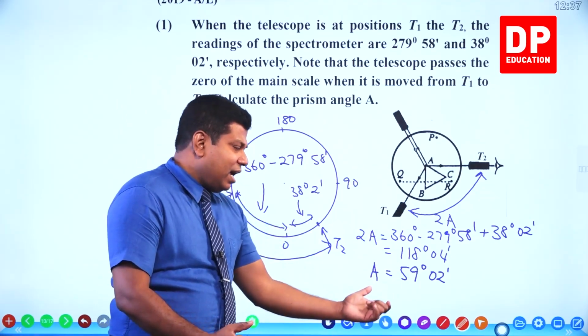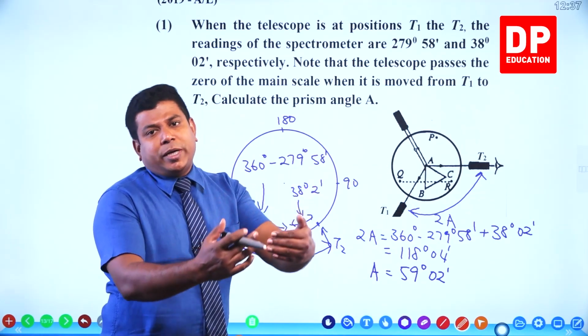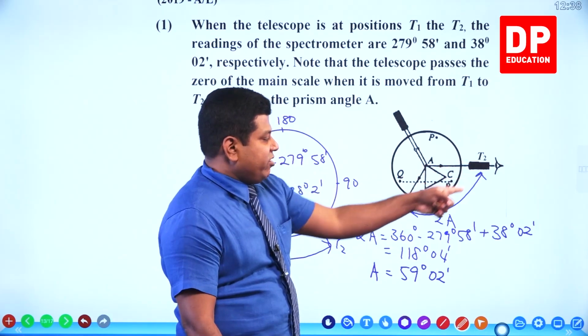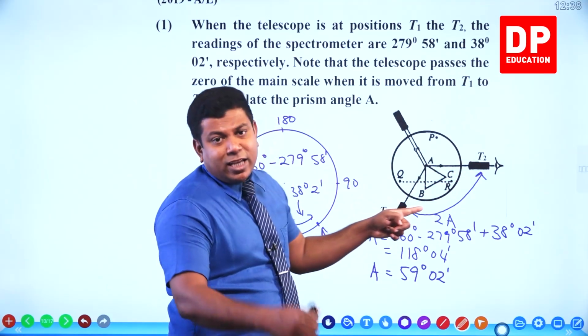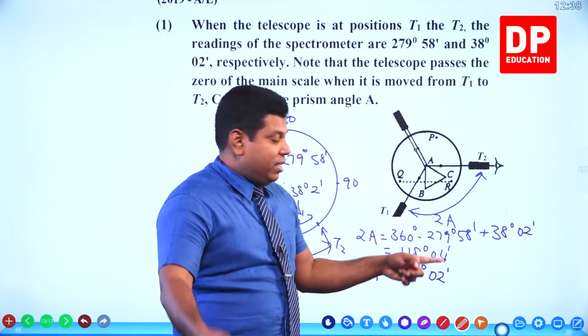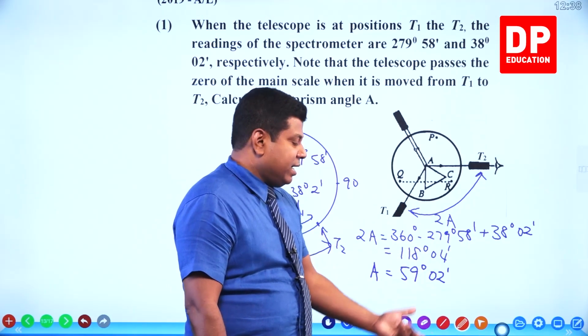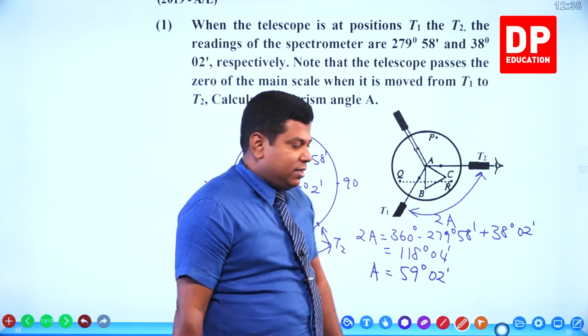So this prism angle, how to find it without the spectrometer we studied: get the difference between these two, get the angle here. That has to be twice the prism angle. So that's what I got as 118 degrees 4 minutes. Divide by 2. 59 degrees 2 minutes is the prism angle.